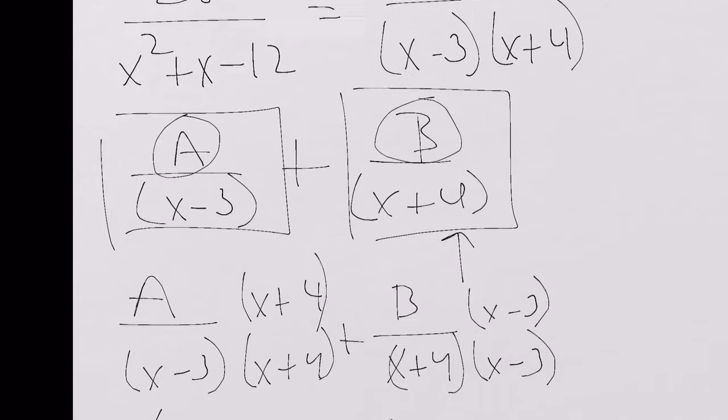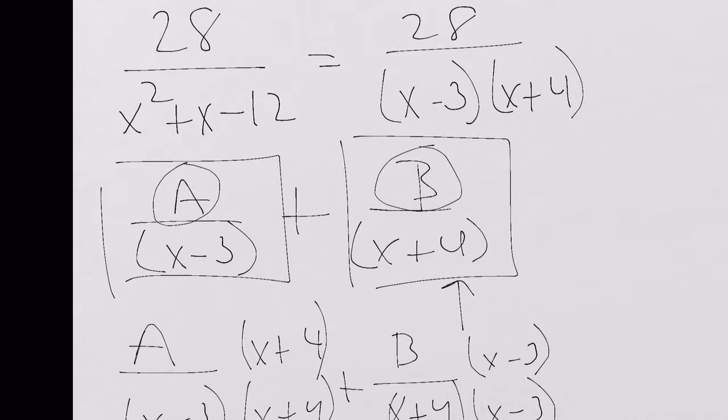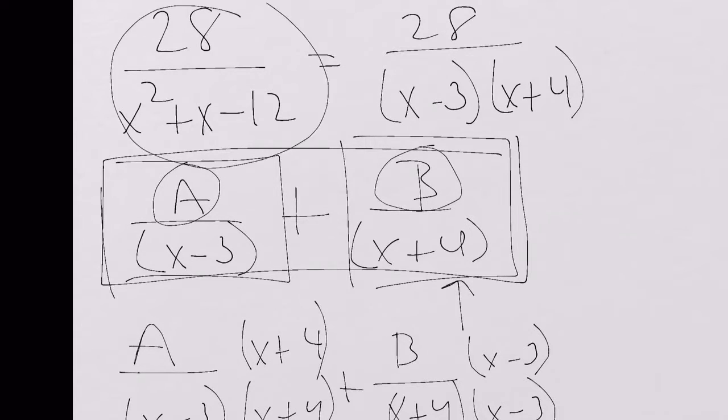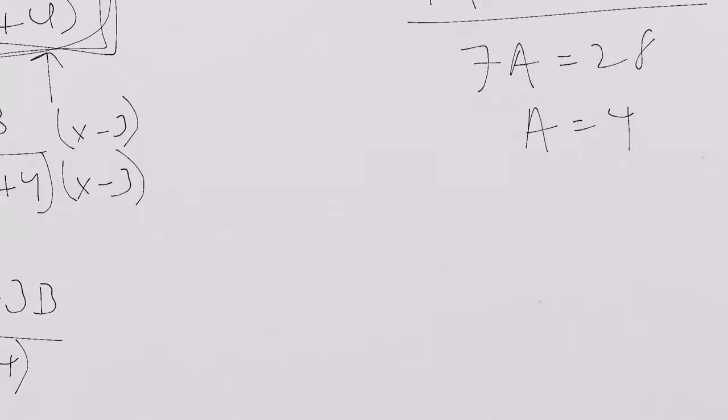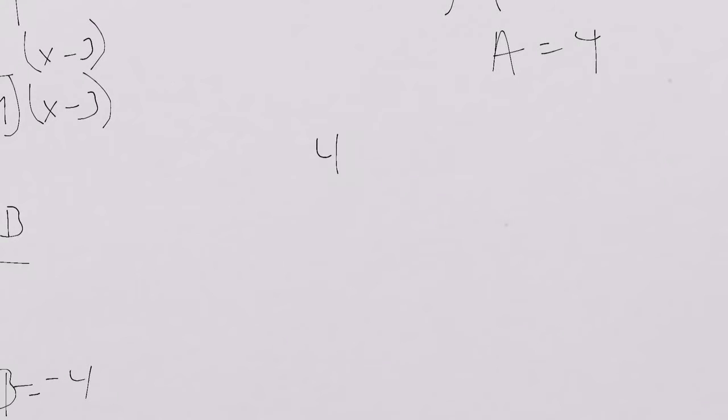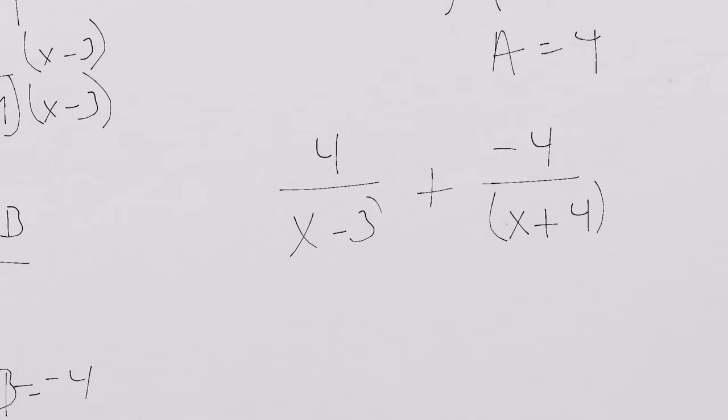So now I can finally rewrite my rational expression as the sum of two rational expressions. So my a was 4, that was over my x minus 3, and my b was negative 4, and that's over my x plus 4. And that would be your answer.